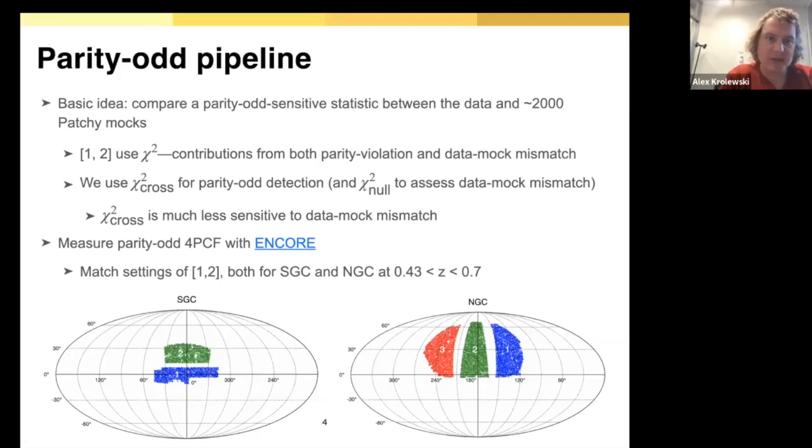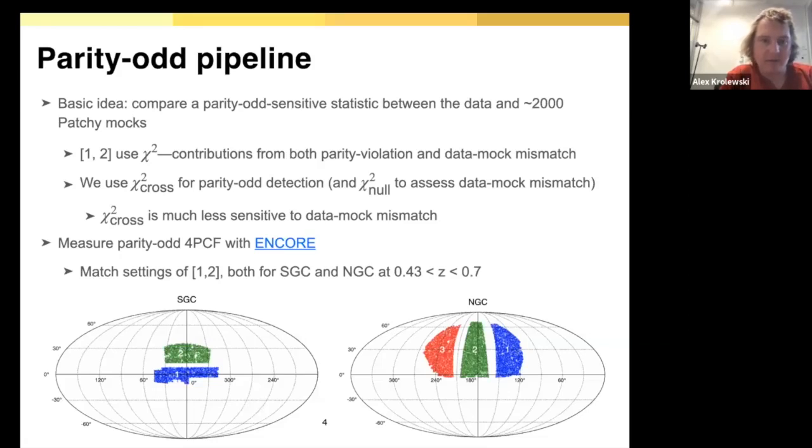So in our work, we use the chi-squared cross statistic to isolate parity-odd detection from data-mock mismatch, which we can characterize with the chi-squared null statistic. And these new statistics are much less sensitive to data-mock mismatch. In particular, this data-mock mismatch would cause an additive bias in the chi-squared statistic, but it'll only cause a multiplicative bias in chi-squared cross, which is expected to have mean 0.